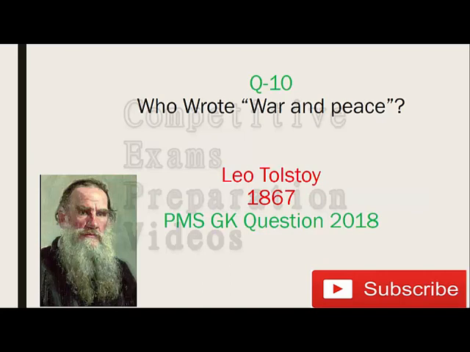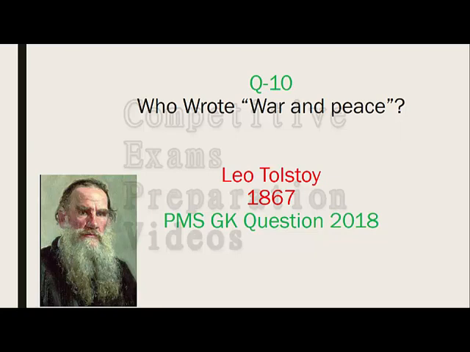Question number 10 is: who wrote War and Peace? Leo Tolstoy, 1867. In 1867, Leo Tolstoy wrote War and Peace. This question was also asked in the PMS General Knowledge Paper 2018.